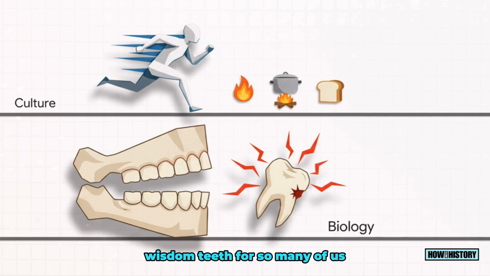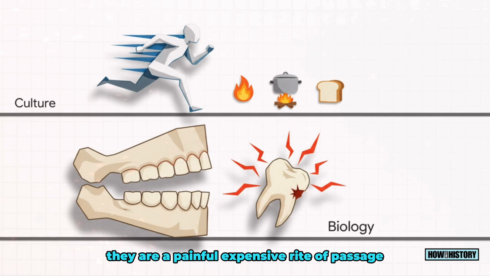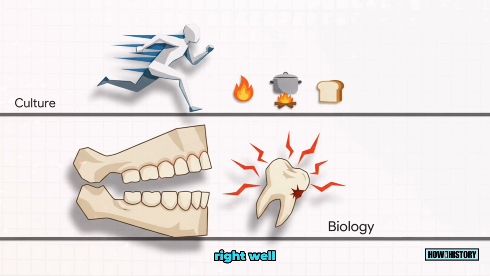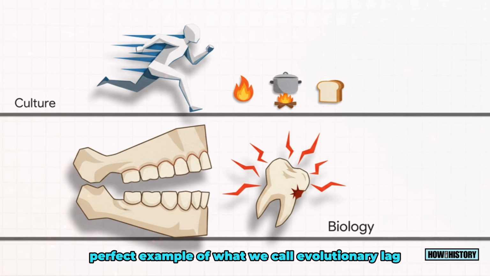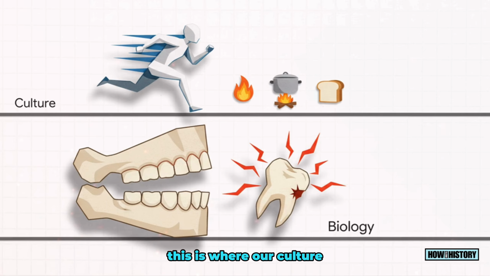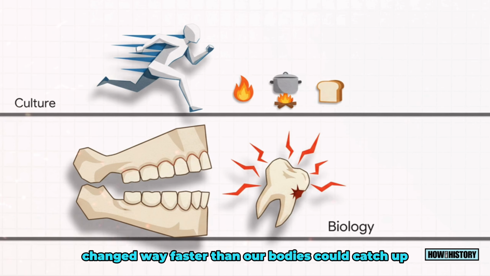Wisdom teeth. For so many of us, they are a painful, expensive rite of passage, right? Well, they are the absolute perfect example of what we call evolutionary lag. This is where our culture, in this case cooking our food, changed way faster than our bodies could catch up.